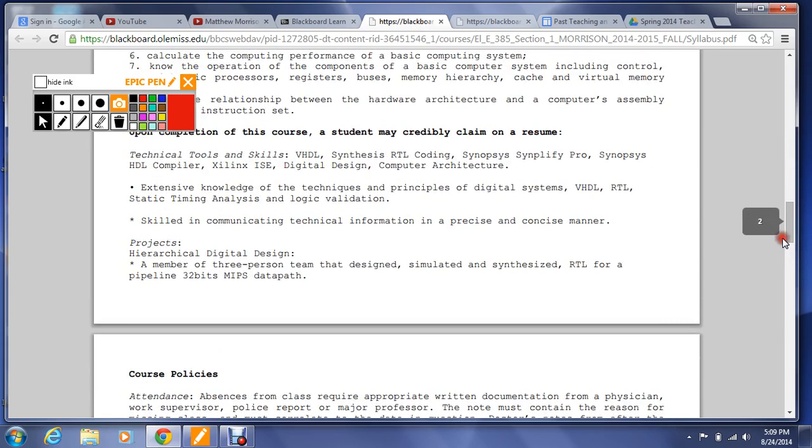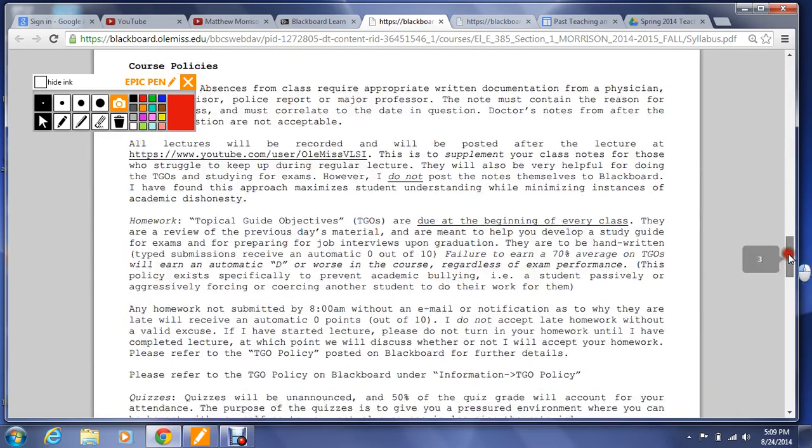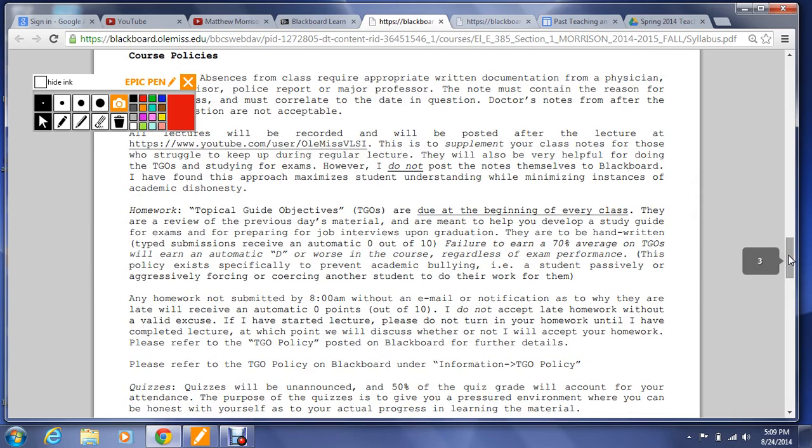So topical guide objectives, they are due every day at the beginning of class. The reason I insist that they're due at the beginning of class is because, and this is a theme I have here over and over again, I want to prevent academic bullying. My first semester, I found they had 2 students. One of them didn't want to do the work. He didn't want to come to class. So what he would do is he would kind of passively and sometimes aggressively coerce another student in the class to do them for him.